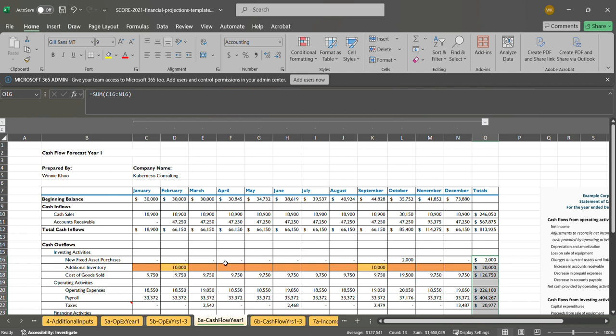The next video, we're looking at projecting the cash flow for years 1 to 3. So the forecast for the next couple of years.